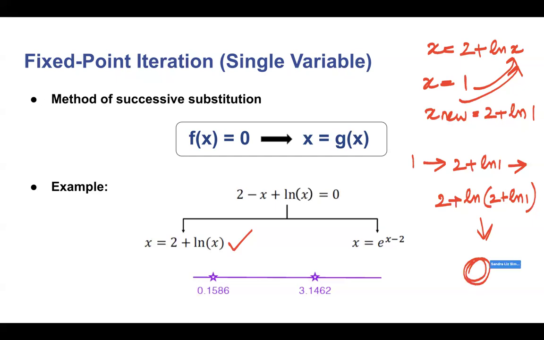Now, how do you see whether you have landed at a single value? You can calculate the error. The error is the difference between the x values in two consecutive iterations, that is x new minus x old, and you take the absolute value of it. When the error is below some value like 0.0001, you can say that you have reached the solution. This is how you work with fixed point iteration.